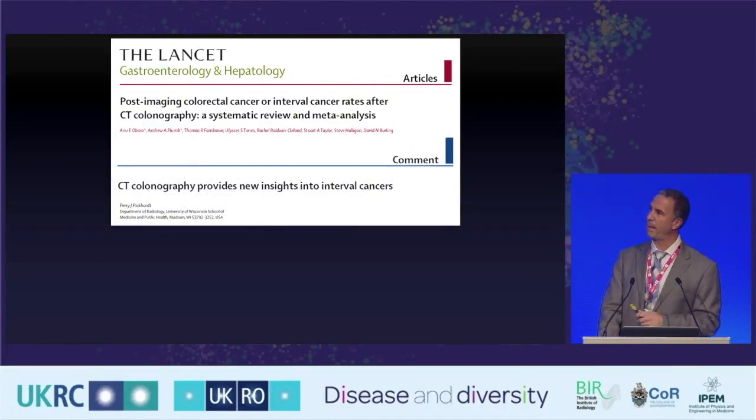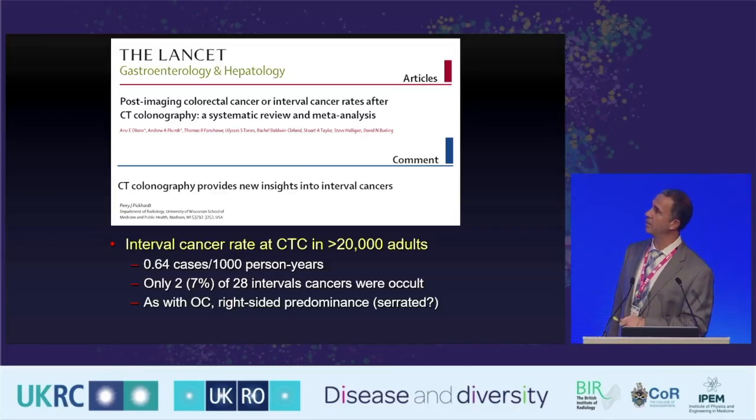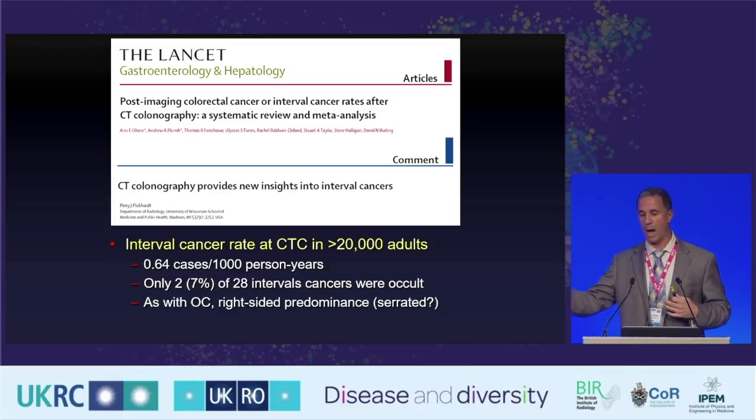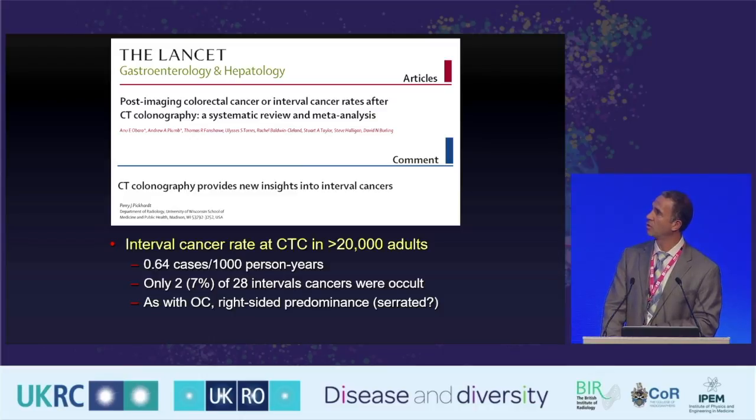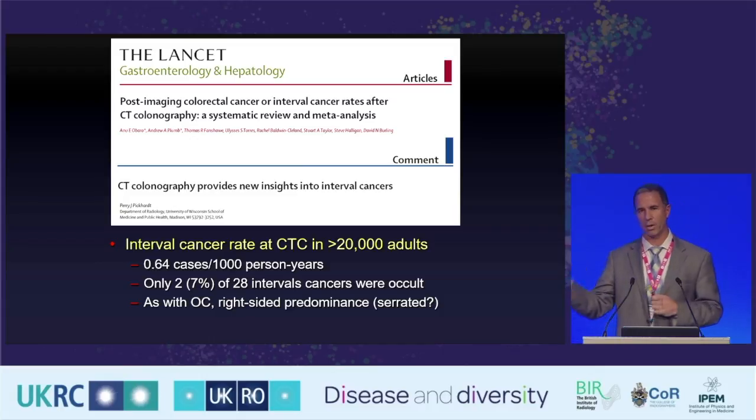And then there was a nice paper out of the UK, from my friends and colleagues, Andrew Plumb and David Burling and others, Steve Halligan, they came up with this nice meta-analysis looking at interval cancers at CTC now. And notice the rate is actually less, so we seem to be better at not missing cancers, or at least not missing lesions that go on to cancer in 3 years than colonoscopy. And interestingly, of those missed lesions, all but 2 we could go back and find the lesions. So I think the same would be said of colonoscopy.